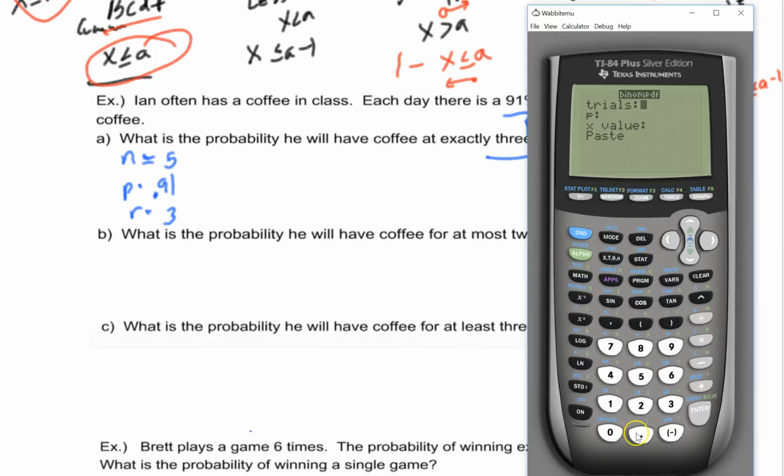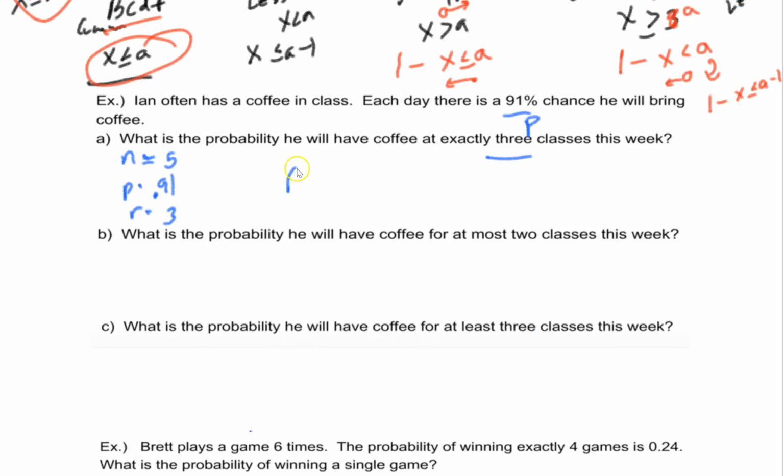So I go back to my calculator, I'm gonna put 5 trials, 0.91 to my probability, and X value is 3. Hit paste. And I get about 0.061. So I'll put binomial PDF to show work. x equals 3. Probably show that also, and I get probability equals 0.061 if I remember correctly. And we're done.